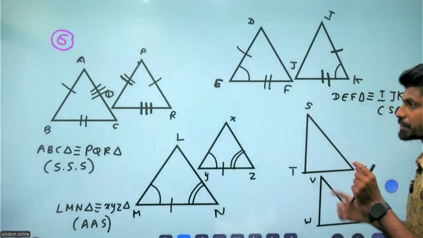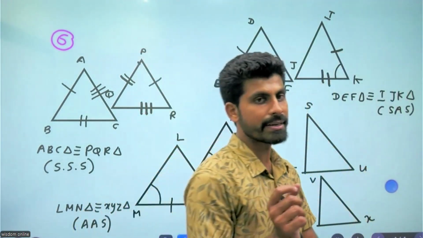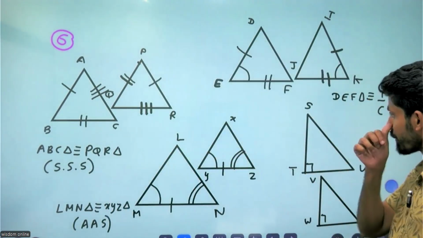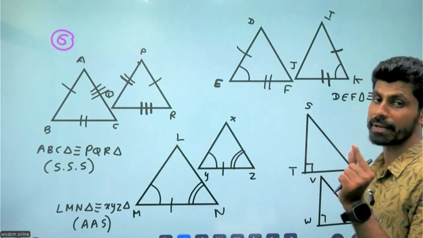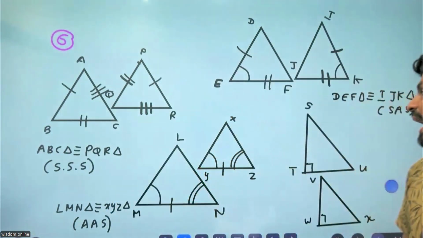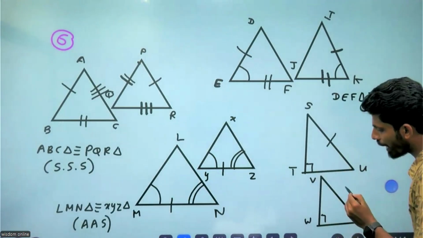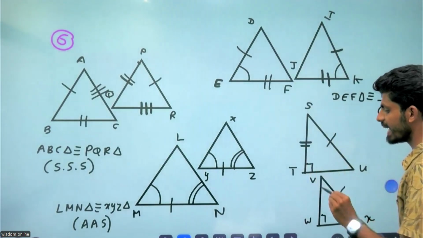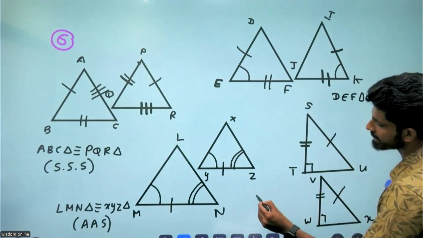Last one. The last stage we can apply only for the right angle triangle. A right angle triangle means a 90 degree angle should be there. If you can see the 90 degrees, we can write down RHS. RHS means right angle, hypotenuse, and another side. What is the hypotenuse? The opposite side of the 90 degrees. The hypotenuse should be equal, and any other side should be equal. So those two triangles are congruent.